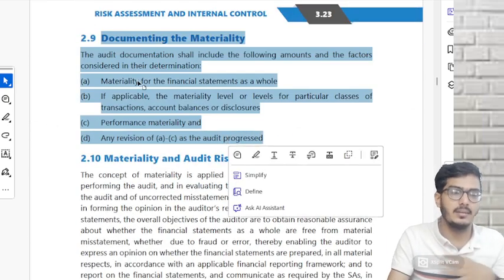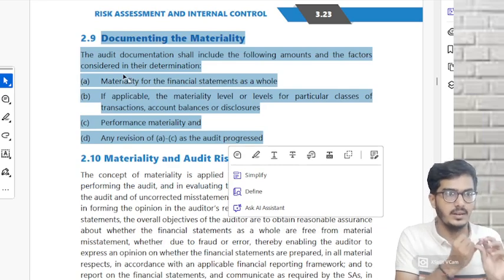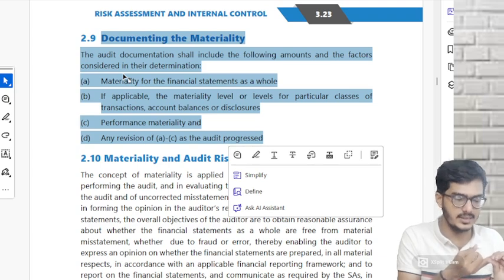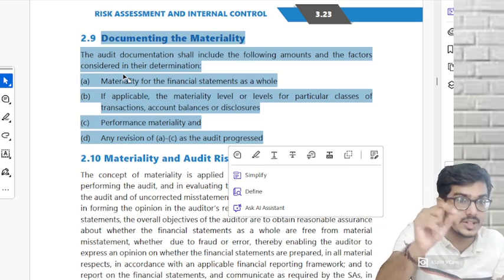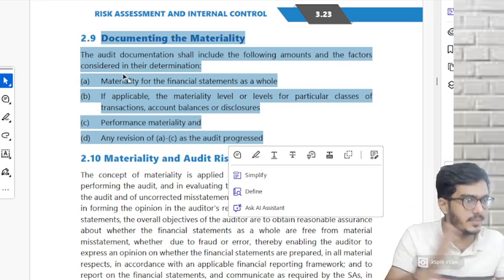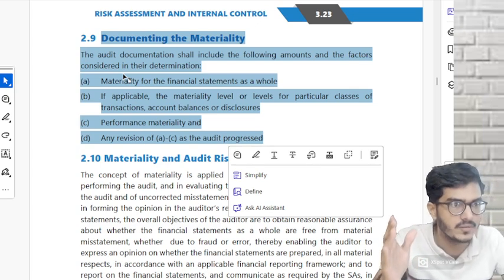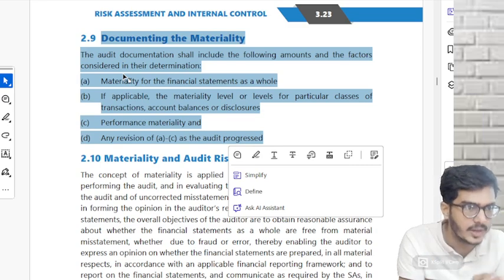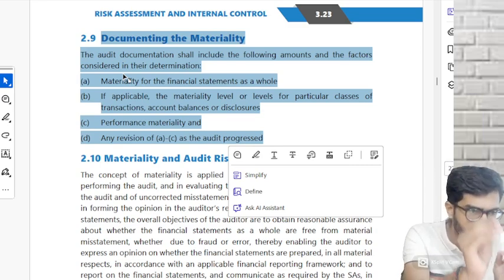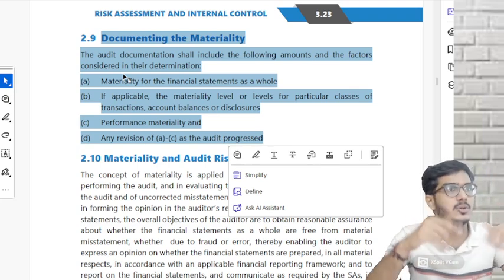Documenting the materiality. Whatever you have learned till now, you have to document. What have you learned? Normal materiality level, performance materiality. Can you set up a materiality level for each class of transaction, balance sheet and P&L? Yes. For example, while we are doing the vouching verification of sales, can you set up a materiality level for sales in particular? Yes, you can. For example, over and above 10,000 invoices only I'm going to check.